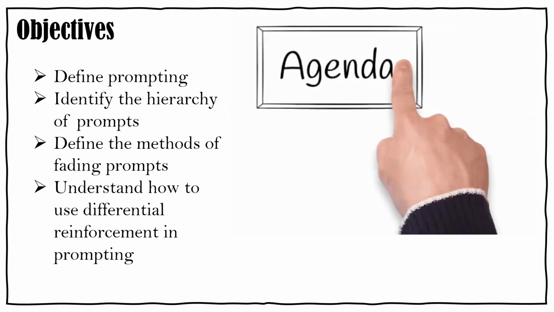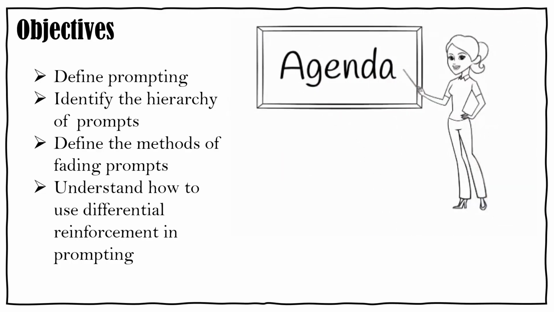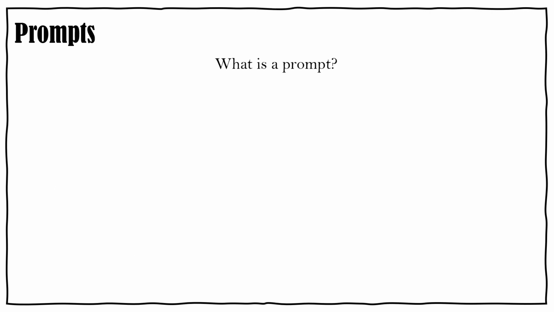For this video, our objectives and our agenda are going to be one and the same. So we are going to define prompting. We're going to talk about the different prompts and the hierarchy of prompts. We're going to talk about some methods to allow you guys to fade prompts out. And then we're going to talk about differential reinforcement and how to use that with regards to prompting.